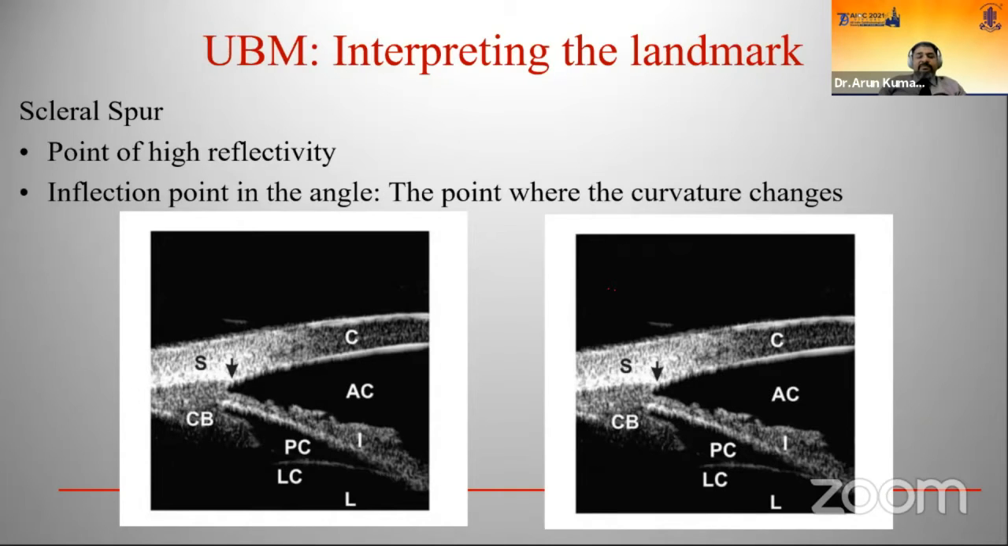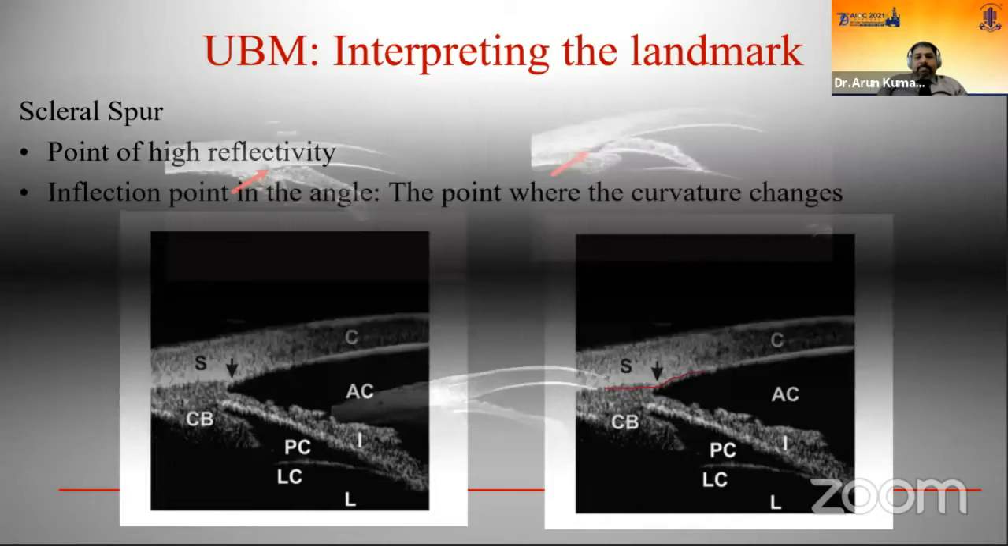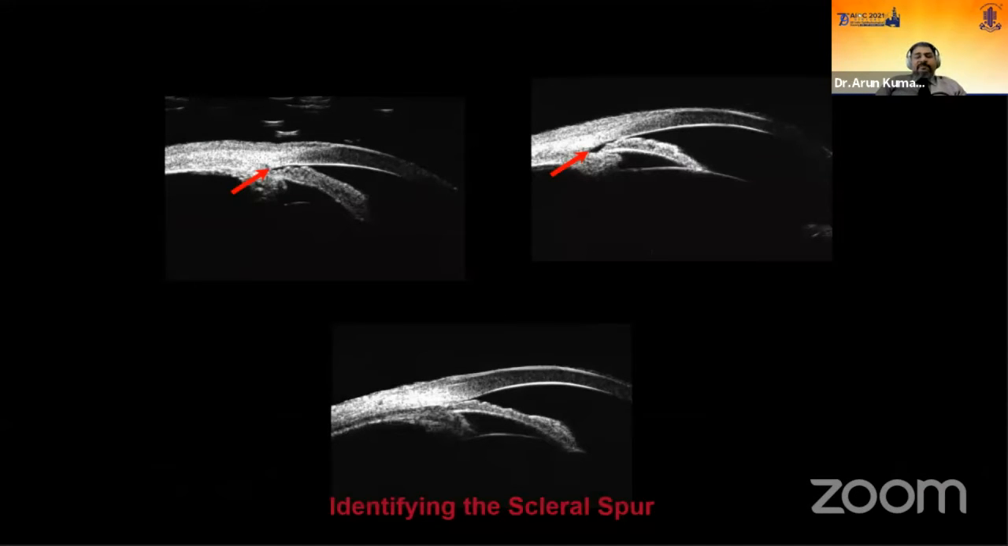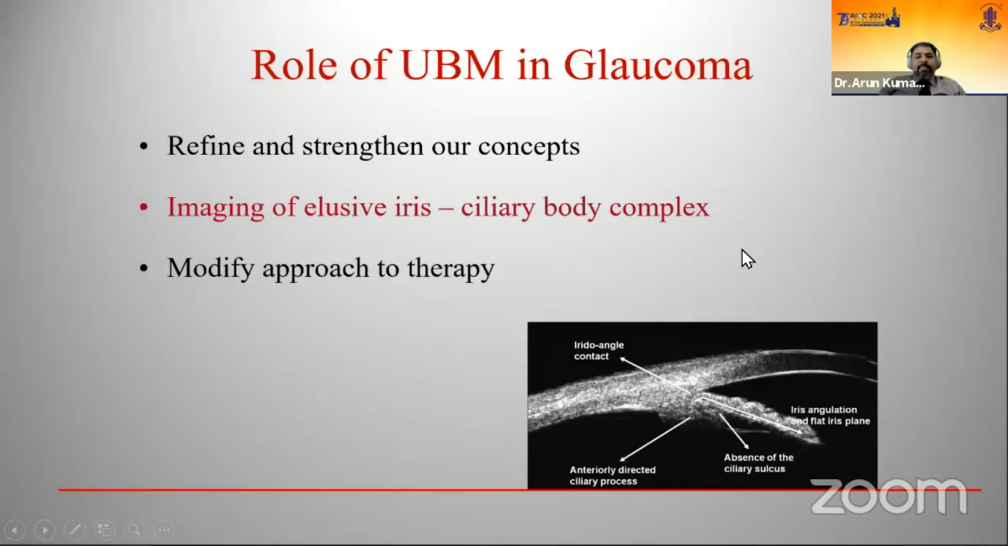One important aspect of using or making sense of the ultrasound biomicroscope is the need to identify the scleral spur, which is the most important landmark, and then go on orienting yourself with regard to the angle status. So once we have identified the scleral spur, any iris contact anterior to the scleral spur to the angle wall represents angle closure or iridotrabecular contact and essentially means angle closure. So overall, the UBM has played an important role in refining and strengthening our concepts.